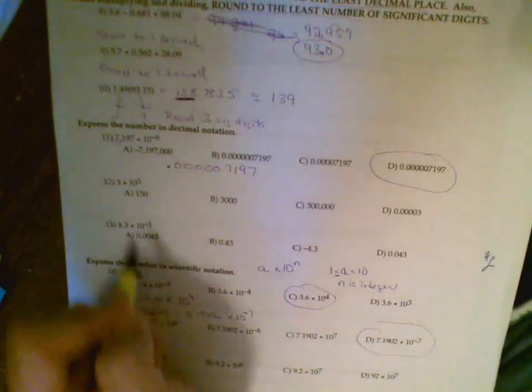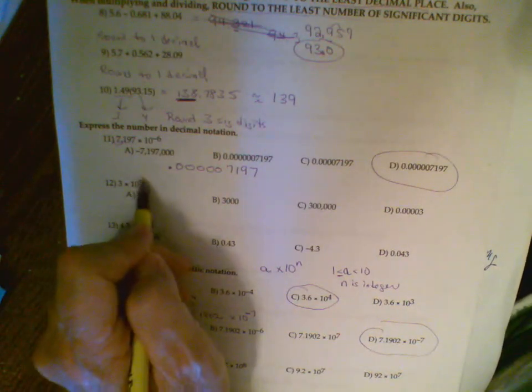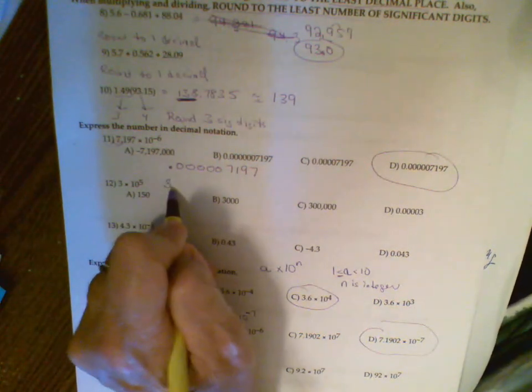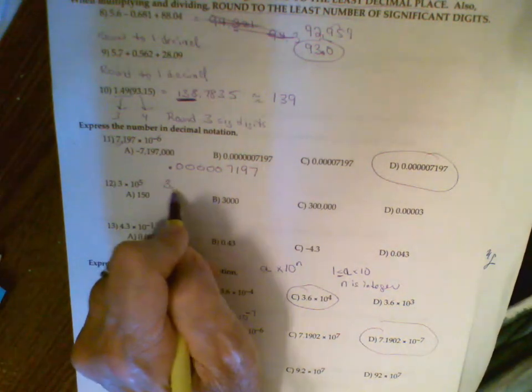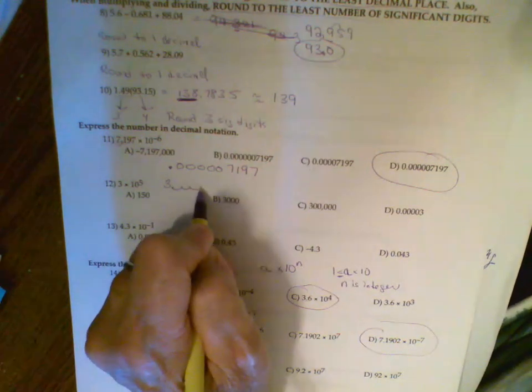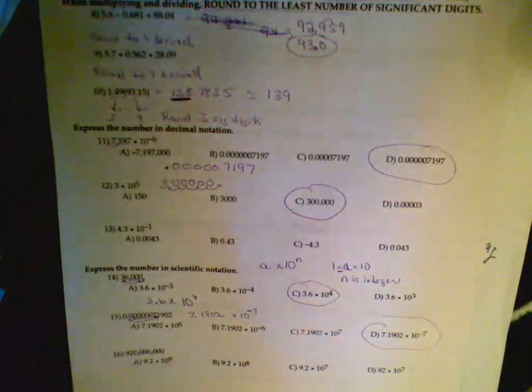Using my same idea here, I look at 3 times 10 to the 5th. That's a positive exponent, so that number is going to get bigger. So my number 3 is here, the decimal's here, and I'm going to move the decimal 5 places to the right. I'm going to multiply by 10 5 times, a 1 and a 2 and a 3 and a 4 and a 5. So that means I'm going to add 5 zeros, and my number's getting bigger, and my answer is C, 300,000. So I'll let you try number 13 as well.